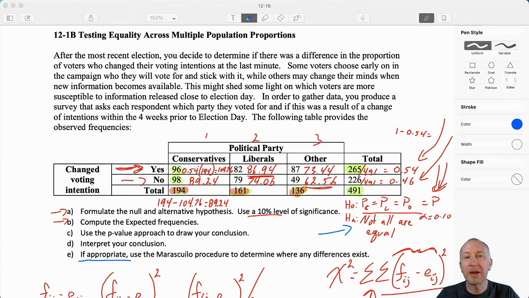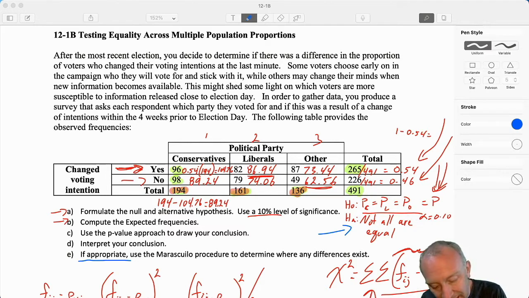Okay, so picking up right where we left off in this exercise, we performed the test on the equality across these multiple population proportions, where we're looking at the proportion of voters who changed their voting intentions within 4 weeks of the election. We found that we had evidence to reject that all proportions were equal. So that's the proportion of those who voted conservative, those who voted liberal, and for other political parties.